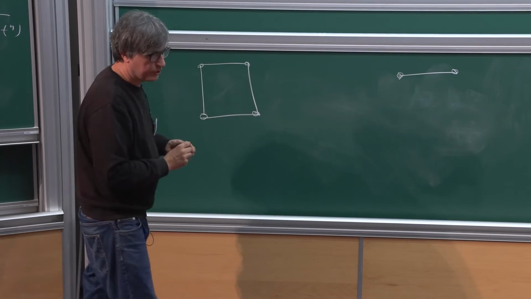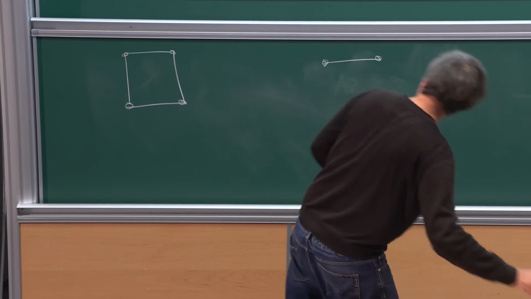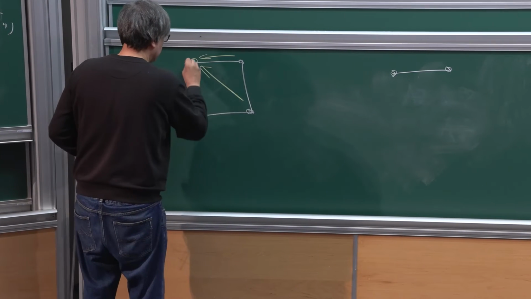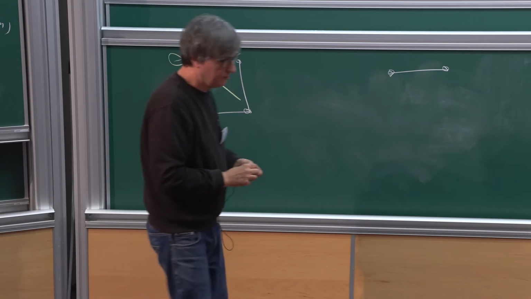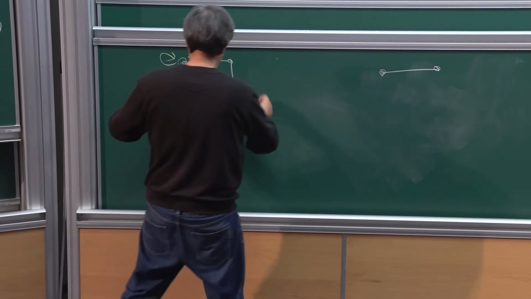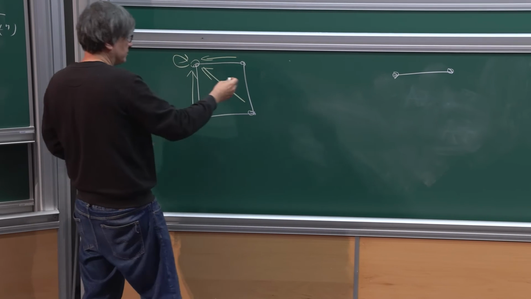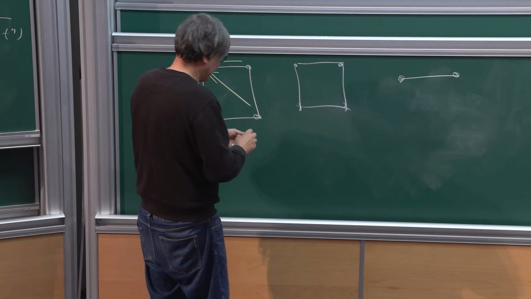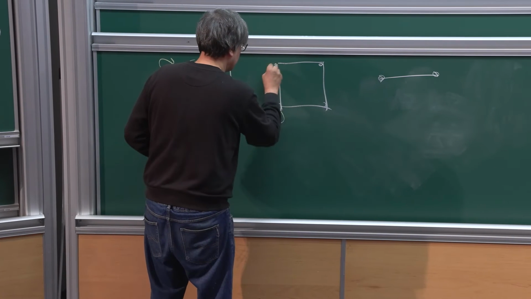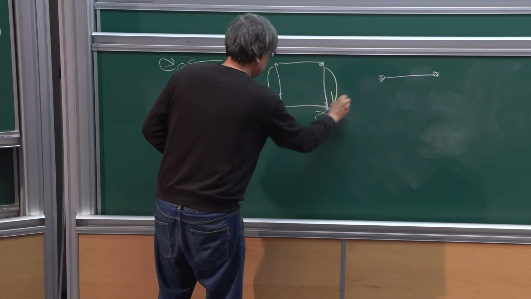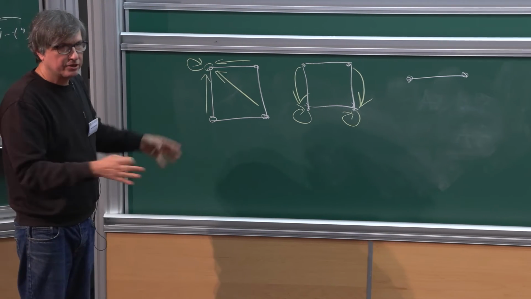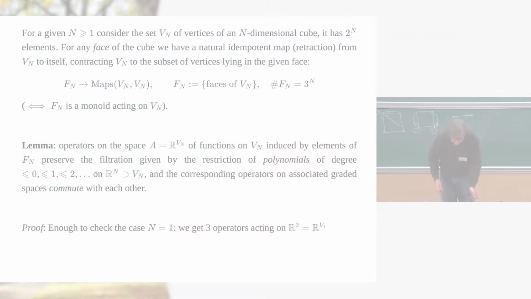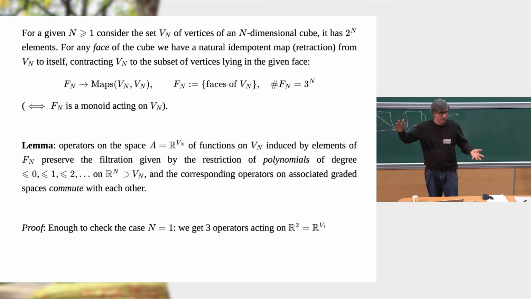Just imagine a two-dimensional cube, and we want to contract everything to a vertex. It's clear what the map is. Each vertex goes to itself, and the rest just map the whole set of vertices to one vertex. Or you can make a projection to, say, the lower part. So this goes to itself, this goes to itself. I get plenty of such retractions of a set of vertices, and each face defines a retraction, retracting the whole cube to one face.